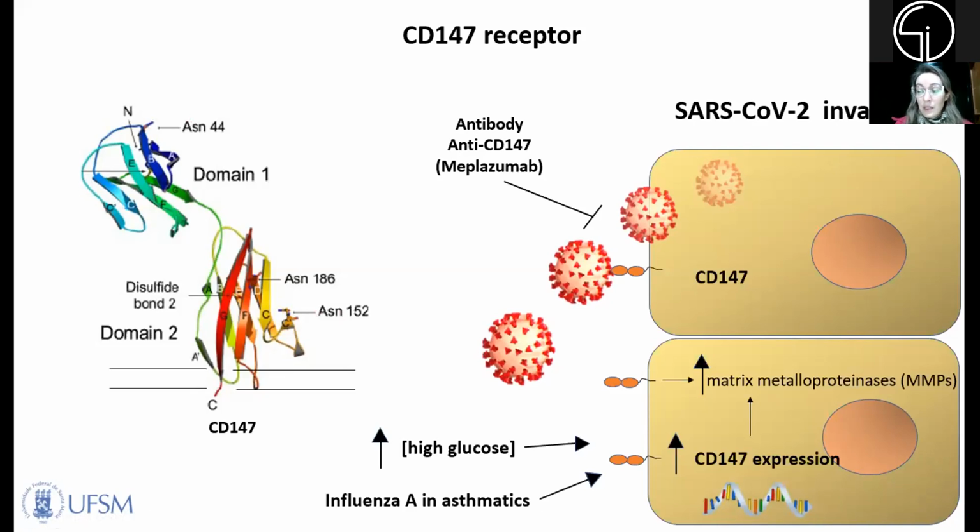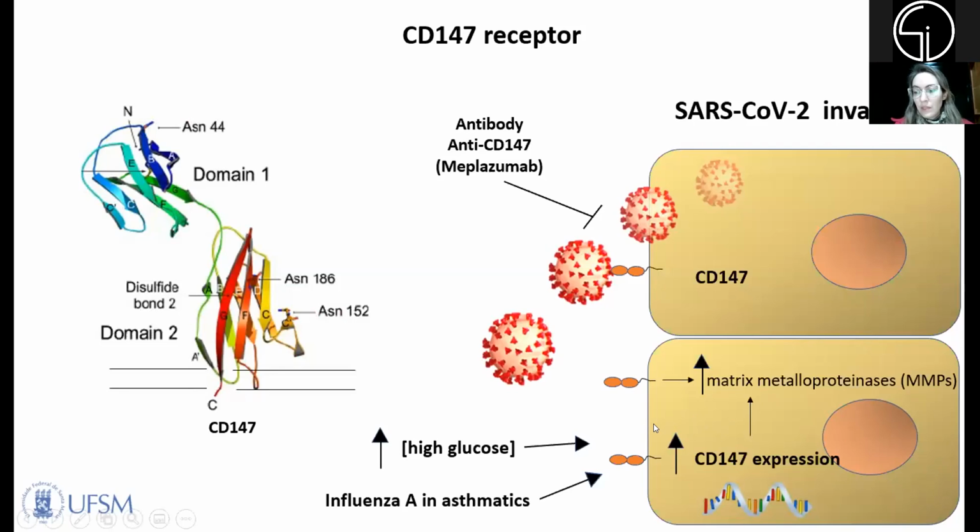CD147 acts as a main upstream stimulator of matrix metalloproteinases, MMPs. CD147 can be upregulated during asthmatic and diabetic conditions. In addition, the expression levels of this CD147 and MMPs are often increased in inflammatory processes.